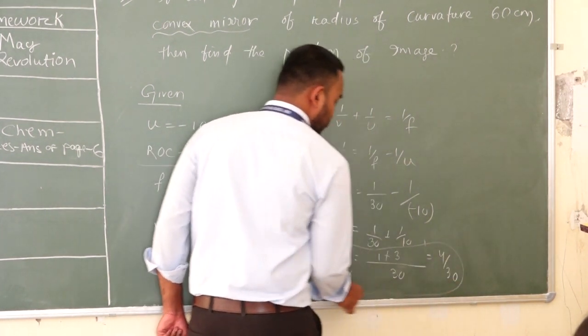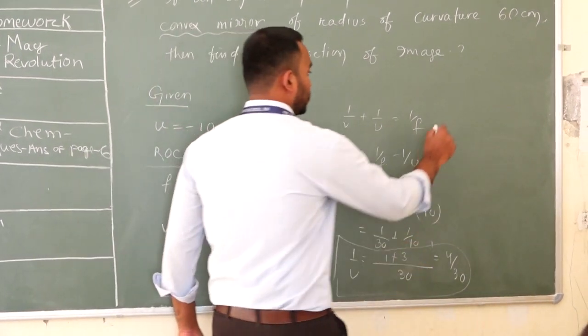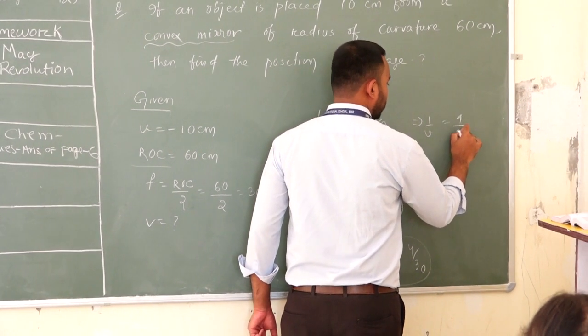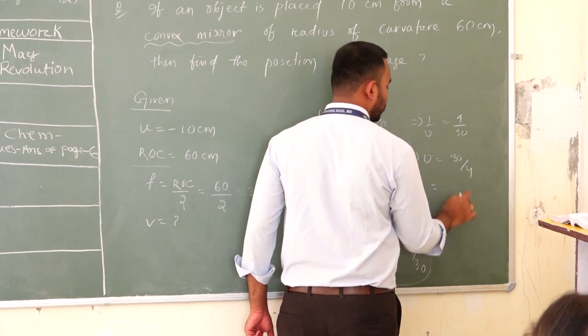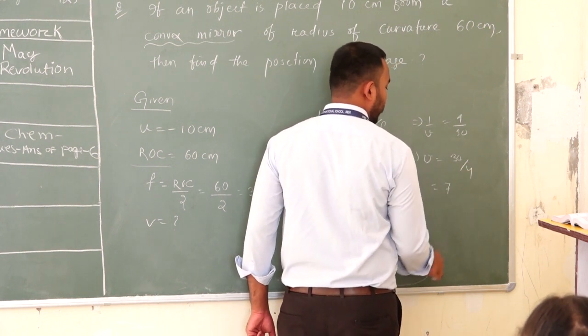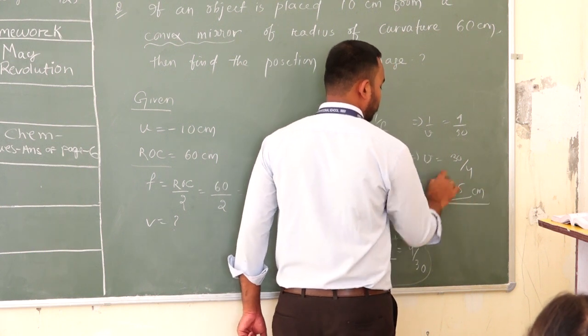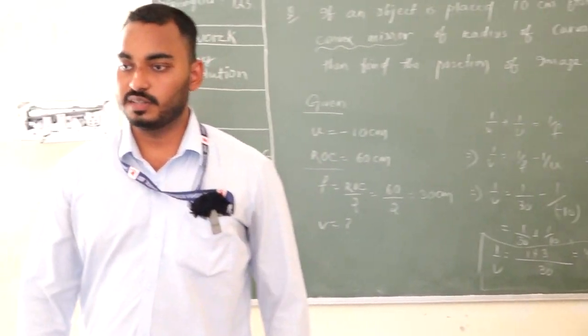4 by 30 is the value of 1 by V. Now what will be the value of V? We will change the position. 1 by V is equals to 4 by 30, implies V will be 30 by 4, that means 7.5 centimeter. So V will be 7.5 centimeter.